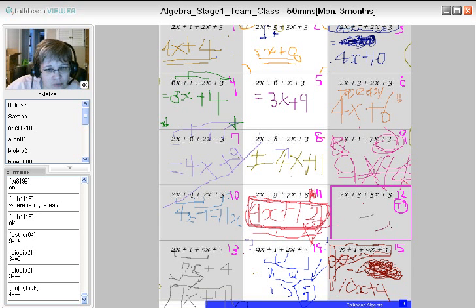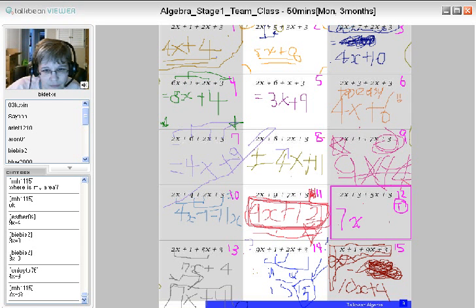Okay, so what would the answer be, Tommy? 2x plus 3 plus 5x plus 3. So what are we going to do with the 2x and the 5x? That's going to give us what? Right, 7x plus 6, right. Okay, very good.